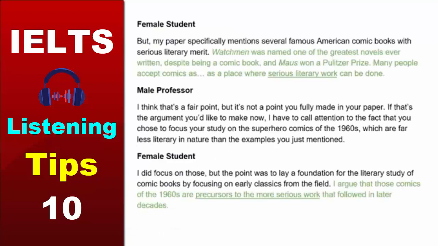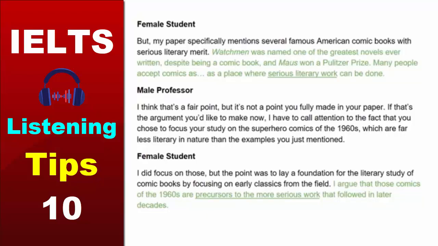Okay, so some back and forth between the student and the male professor there. And so remember, what we care about in this question is what the woman thinks about these different works. Okay, so here are the places in green where we get the correct answers for our set of matching questions.